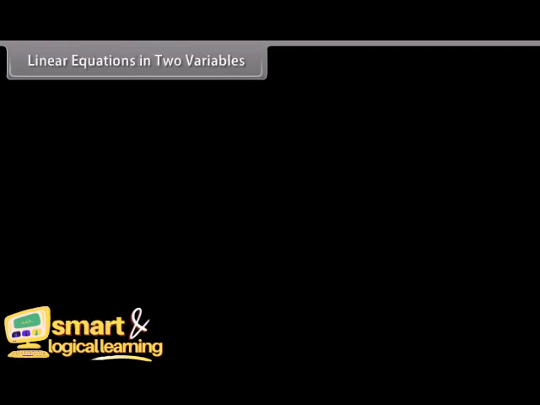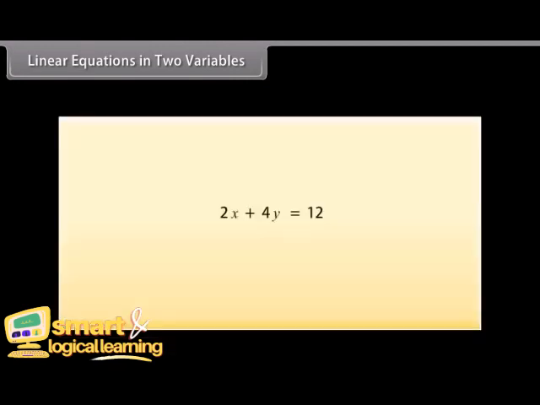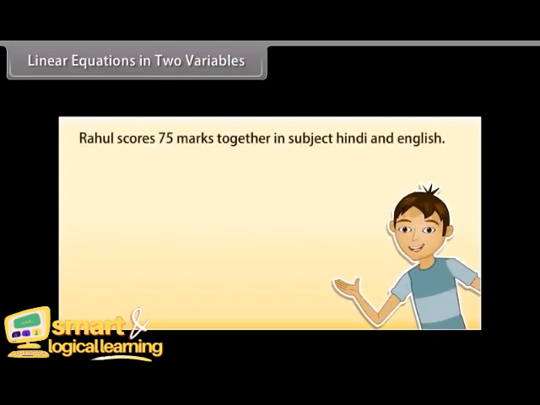Linear equations in two variables. A linear equation can have more than one variable. Here we will study linear equations in two variables. Let's take an example. Rahul scores 75 marks together in subjects Hindi and English. Now, how can we express this information in the form of an equation?